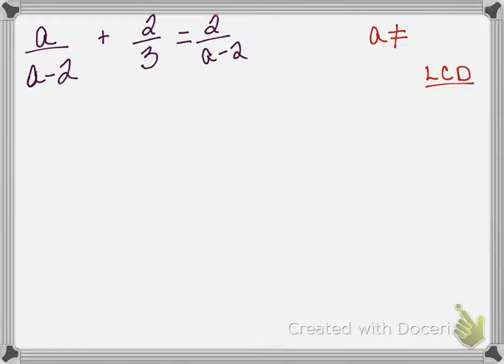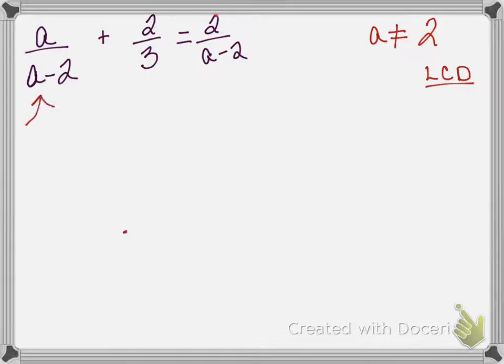Okay, what can A not be? It can't be 2. All you have to do is put A minus 2 equals 0 and solve for A. That's all you have to do to determine that. What is my LCD? Yes, A minus 2 times 3.